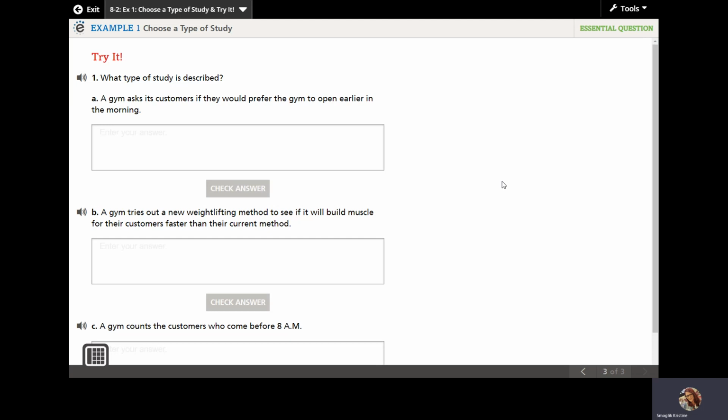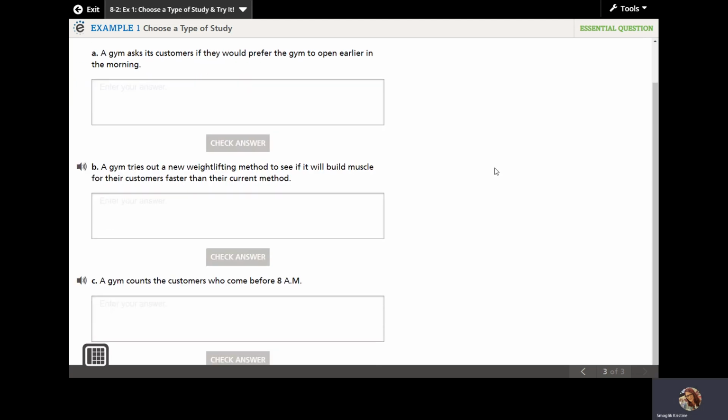A gym tries out a new weightlifting method to see if it will build muscle for their customers faster than their current method. Well, here you're applying a treatment, so this would be an experiment. And a gym counts the customers who come before 8 a.m. Notice if you were one of those customers, you probably wouldn't even know that you were participating in this. This is an observational study.